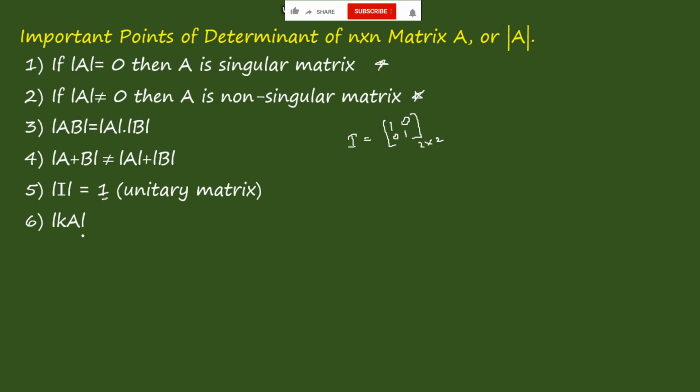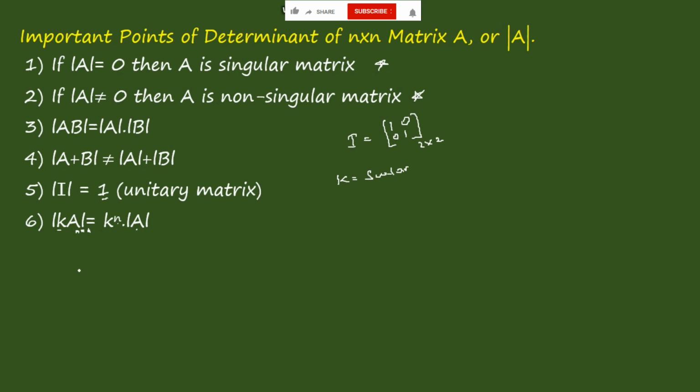The sixth one, determinant of k into A is equal to k power n into determinant of A, where k is nothing but a scalar value and A is nothing but a matrix. When you multiply both of them and find the determinant, it is equal to k power n into determinant of A, where A is an n cross n matrix.